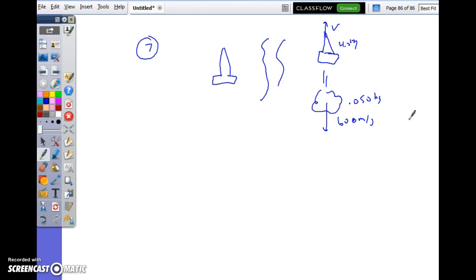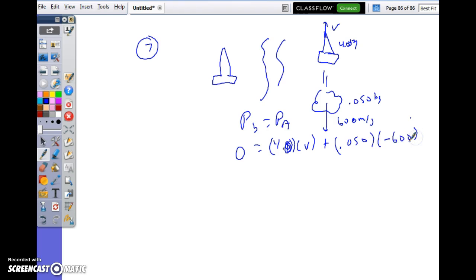Momentum before is momentum after. Momentum before is, what's moving? Nothing. Zero. Afterwards, I have 4.0 times V, plus 0.050 times negative 600. It's the direction that makes a difference, right? It's velocity that has the direction on it.